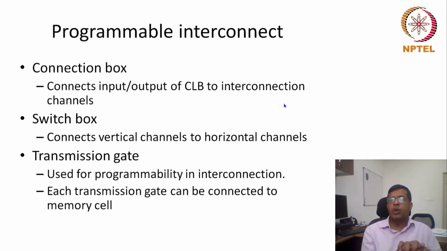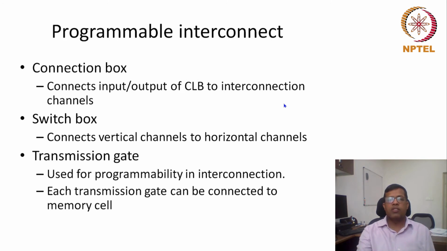The other popular option is the transmission gate. Transmission gates can be used for programmability of interconnect. If the gate input of the transmission gate is 1, then the 2 wires will get connected. If the gate input is 0, these 2 wires will not get connected. The gate would be connected to some memory cell, so that using that memory cell, the transmission gate would define which particular wire would be connected to which other wire.